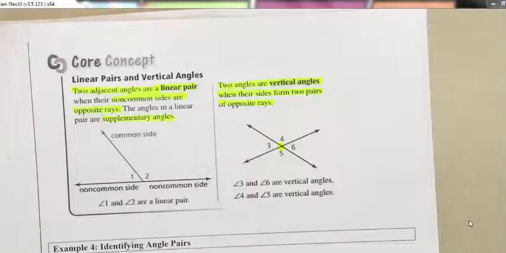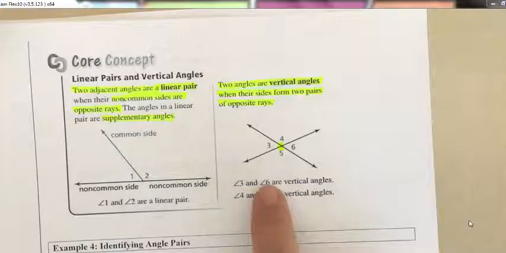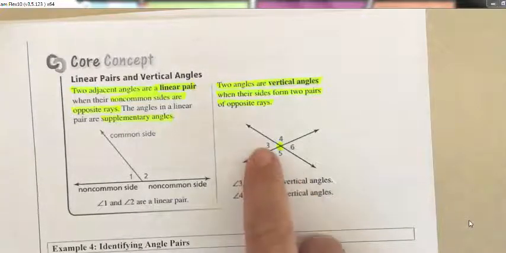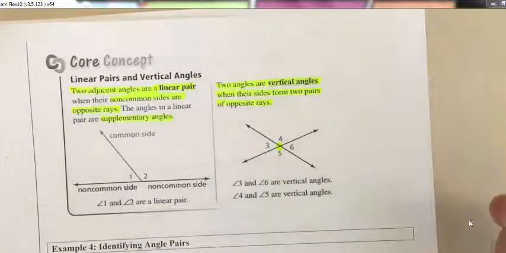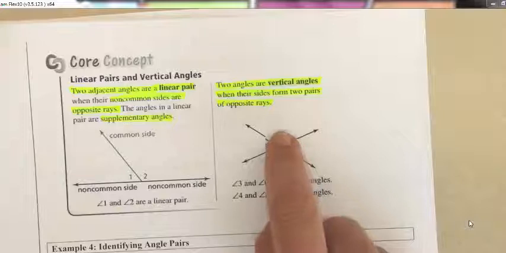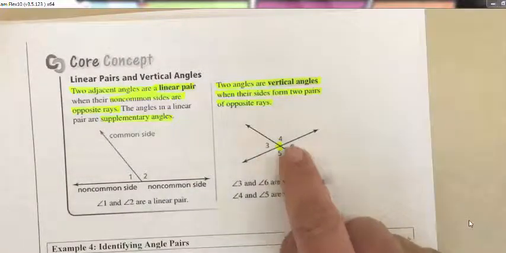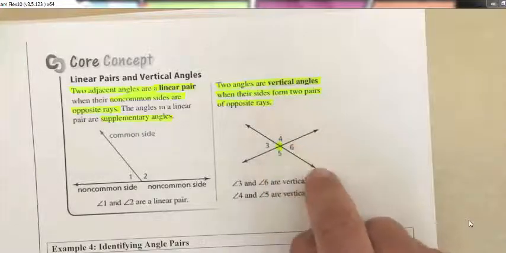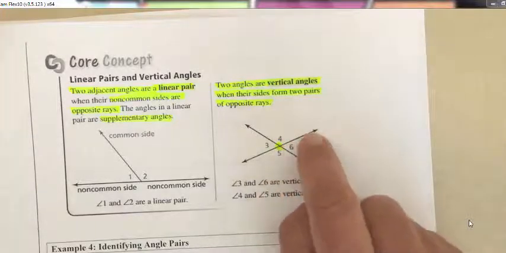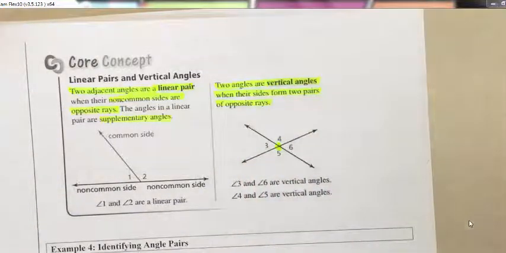Now this becomes really important, and we're going to talk a lot more about this later on, but angle 3 and angle 6 are vertical angles. There's a really special relationship between angle 3 and angle 6 because they're vertical angles, and we'll talk more about that later. Angle 4 and angle 5 are also vertical angles. Again, very special relationship between them. Now angle 5 and angle 6, well, that's still a linear pair, right? These two angles share one common side, but their non-common side forms a pair of opposite rays.